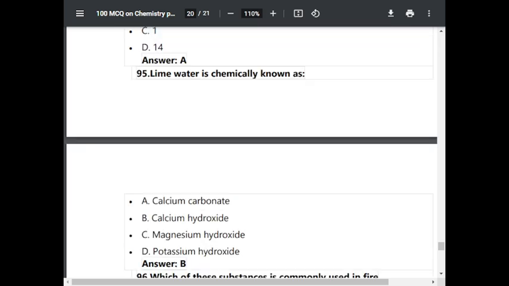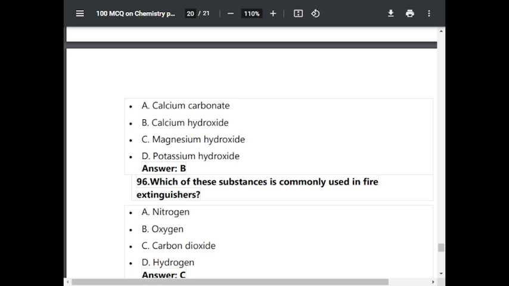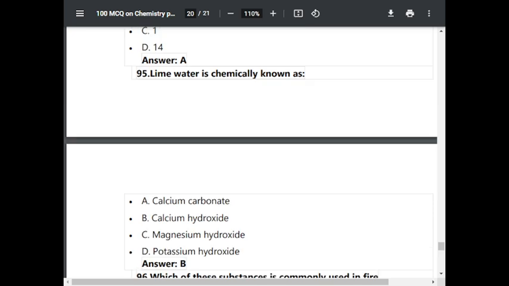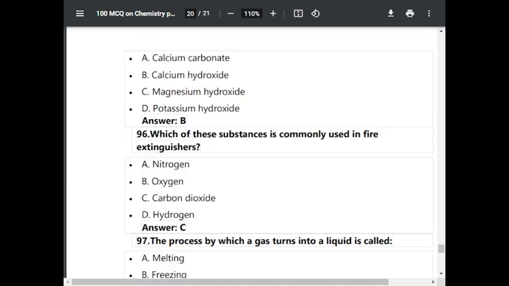Question number 95. The lime water is chemically known as: option A calcium carbonate, option B calcium hydroxide, option C magnesium hydroxide, option D potassium hydroxide. The correct answer is B calcium hydroxide. Lime water is chemically known as calcium hydroxide. B is correct.